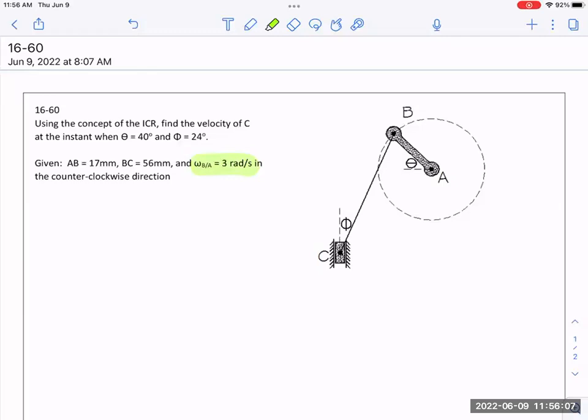So can you draw in your 2 velocity vectors and then draw perpendicular lines to those and locate the ICR, and then start calculating all the radiuses and so forth?